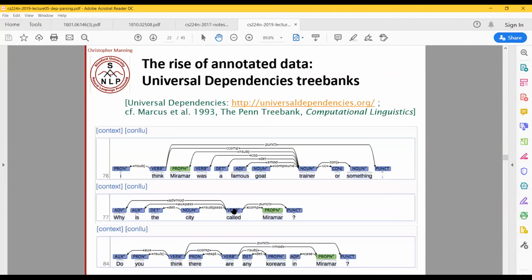Again here, the verb is at the center of all the action. So in a dependency graph, the verb is the key thing, it looks like.